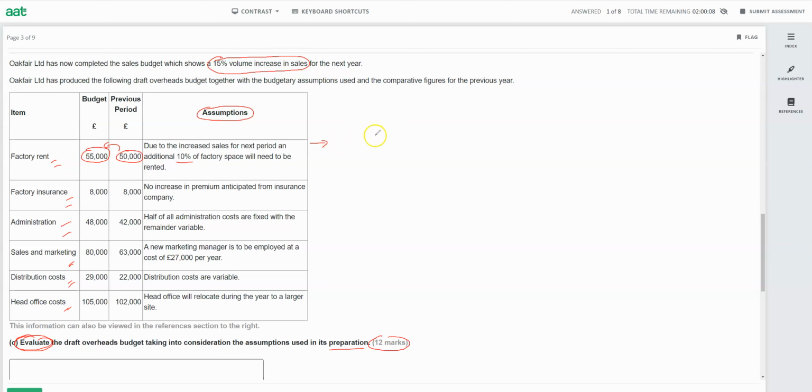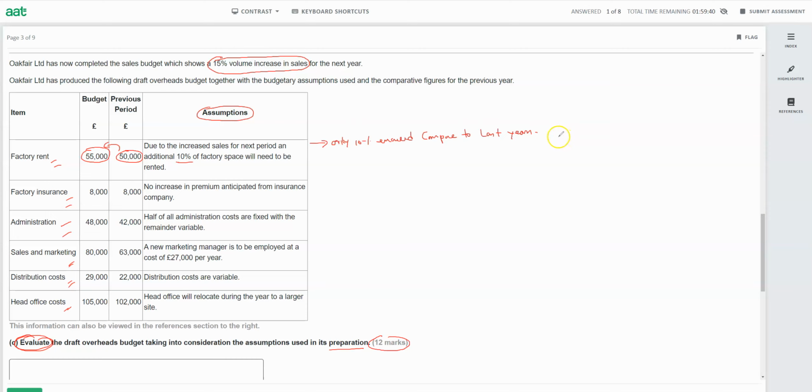So we can say here, only 10% increased compared to last year. So this is the first one based on the assumption.